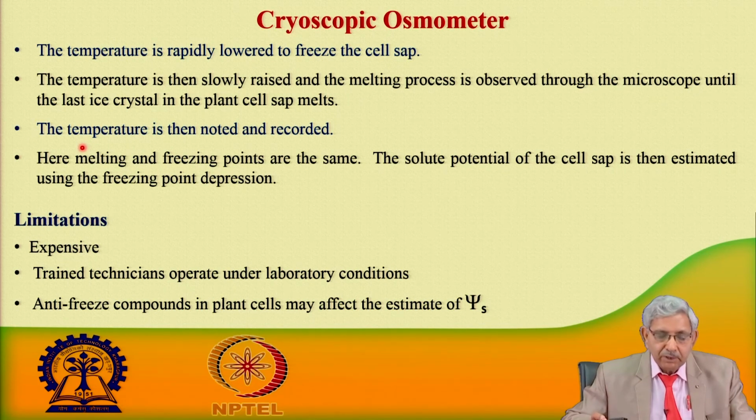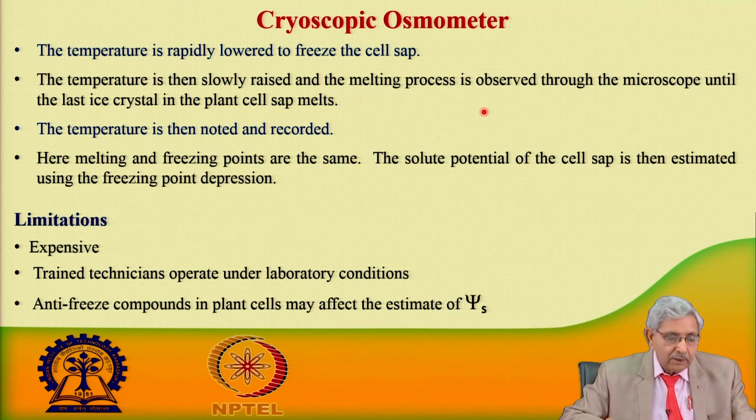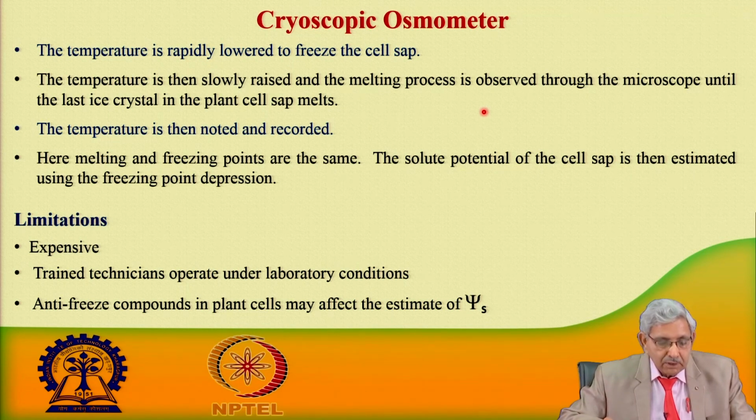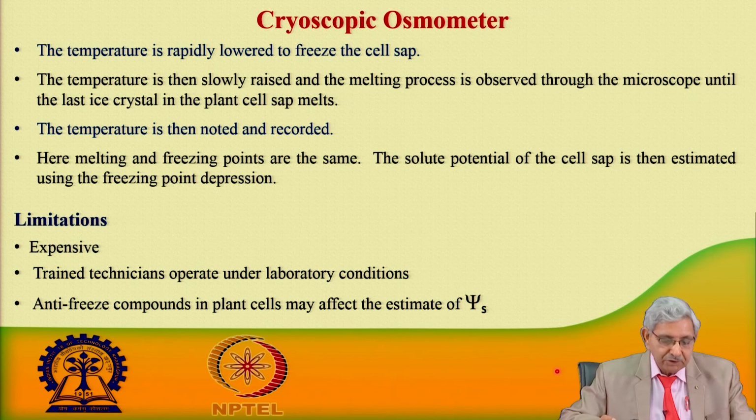So, temperature is rapidly lowered to freeze the cell sap, and then the temperature is slowly raised. When the temperature is raised, the melting process starts, and through the microscope, the last crystal in the plant cells melts, and this temperature is noted and recorded. So, melting and freezing point are the same. The solute potential of the sap is then estimated using freezing point depression.